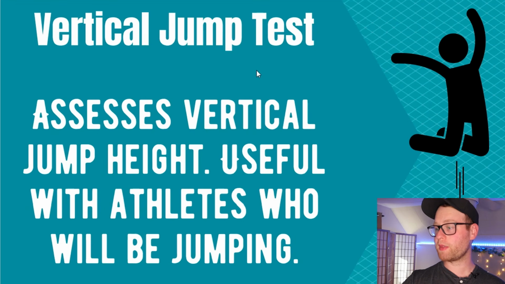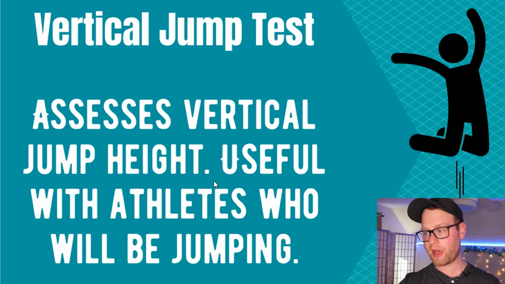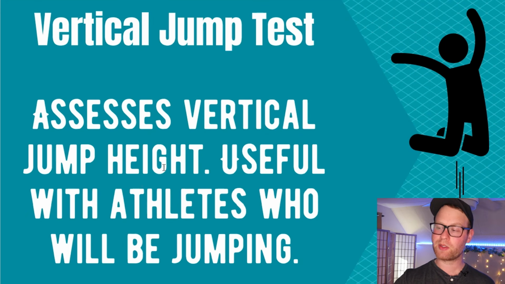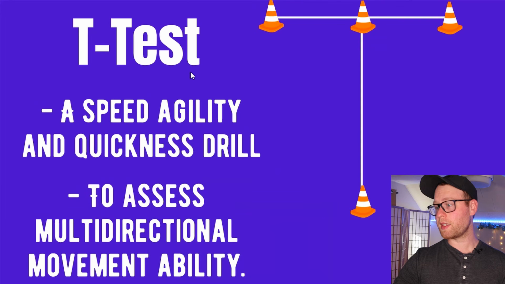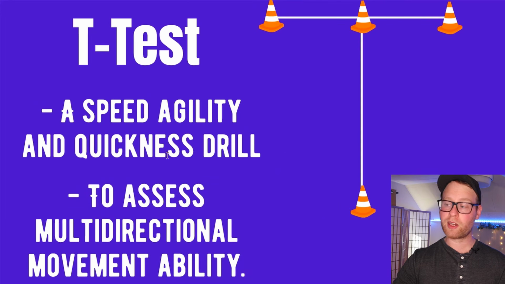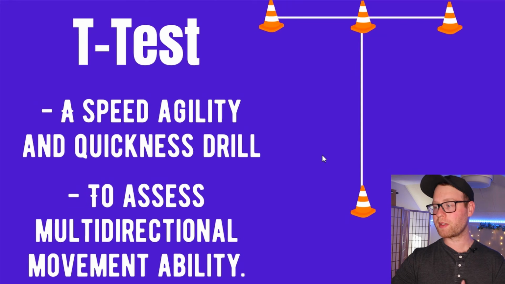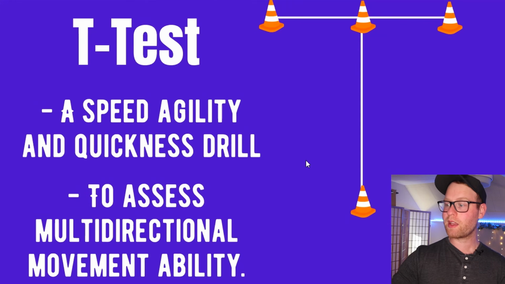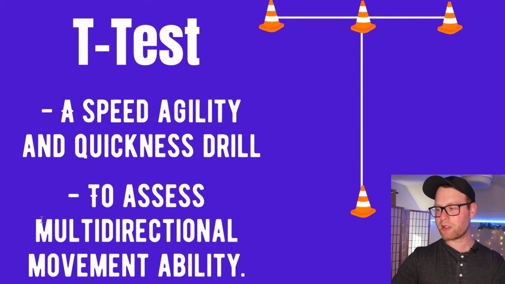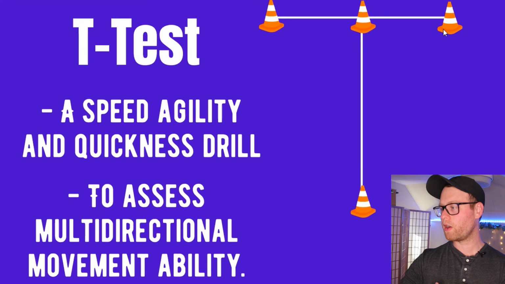There's also a vertical jump test, and this assesses vertical jump height, duh, and it's useful with athletes who will be jumping. Also, duh. In fact, I would say this one is pretty much only useful for athletes, so keep that in mind. Next up, we have the T-test, and that is a speed, agility, and quickness drill. And basically, it assesses multi-directional movement ability. Make sure you know that, because if this test is going to come up in a question, they're probably going to mention this multi-directional bit right here. And basically, as you can see here, we have 4 different cones set up.